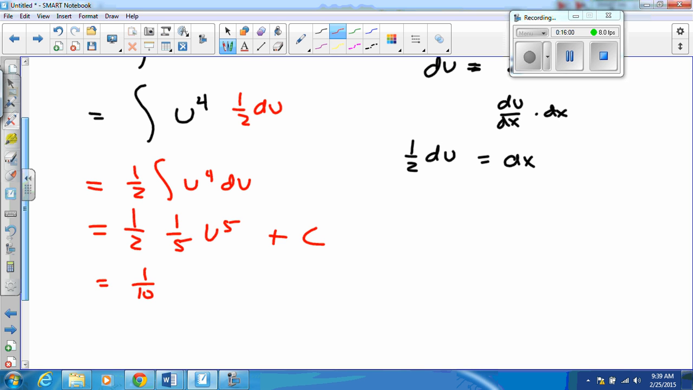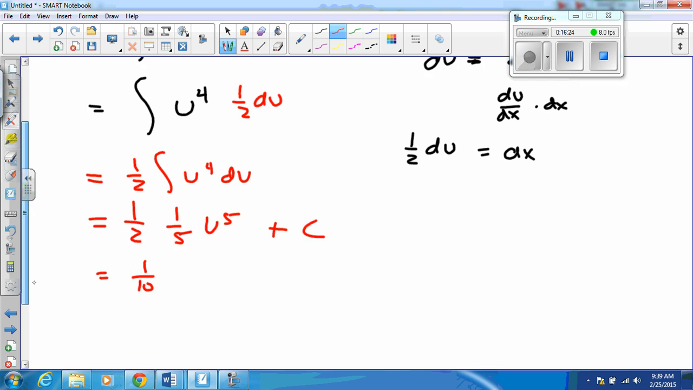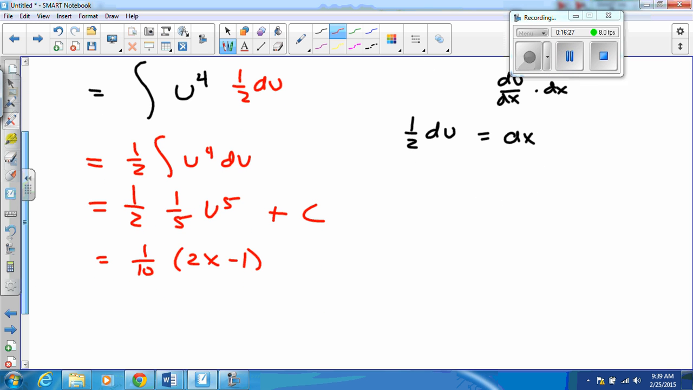I can clean it up a little bit, but there's one more thing that has to happen here. U was a variable that I, the problem solver, created in order to make my life easier. But the original integration was in terms of the variable x, and my answer must be in the terms that the problem was originally given in. It must be in terms of x. So I'm going to clean up by back substituting for u. U is 2x minus 1. Gosh darn it, u is 2x minus 1.